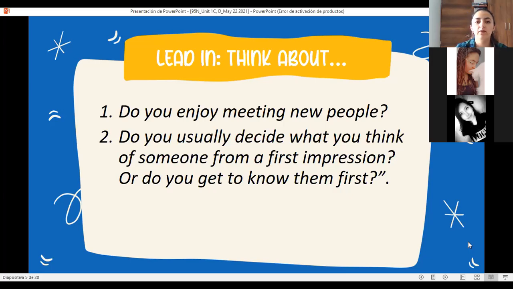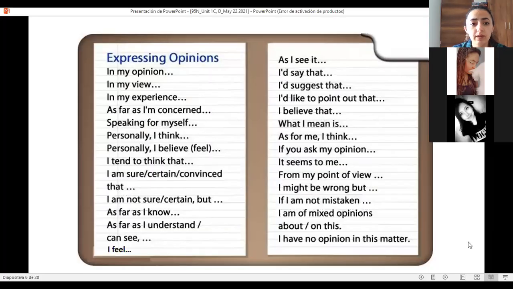Don't forget that we have a bunch of phrases that we can use. Here we have some of them. Look at this. We have in my opinion, in my view, and some others that we maybe haven't heard before. So I'm going to ask some of you to help me reading these phrases so we get used to the sound of these phrases.